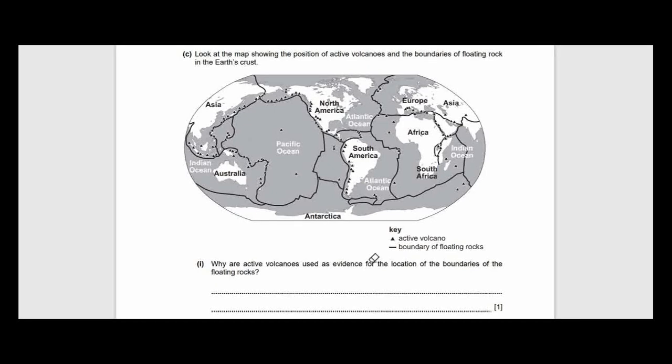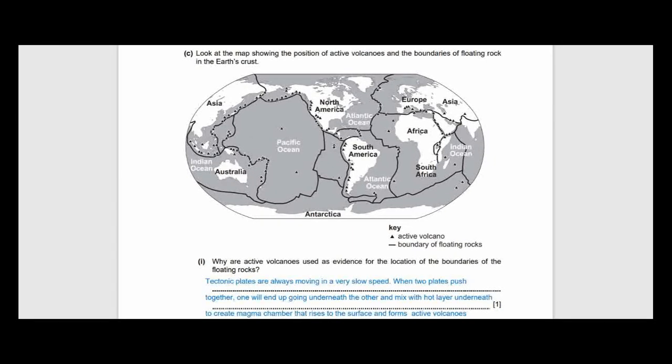Well, let's open up the answer. The tectonic plates are always moving at a very slow speed. When two plates push together, one will end up going underneath the other and mix with hot layers underneath to create a magma chamber that rises to the surface and forms active volcanoes.